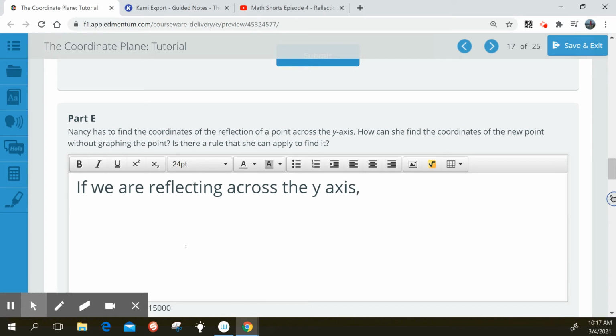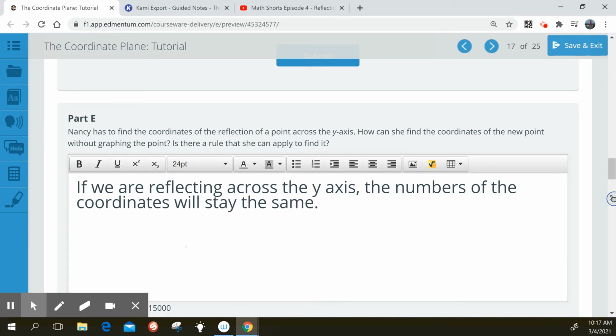Not ignoring. Jordan, do you remember it? I think they all had to be the same. So what stays the same when we're going across the y? The numbers. Oh, the numbers are going to stay the same. So we'll say that the numbers of the coordinates will stay the same. Tell me about the y's. If we're reflecting across the y, the y coordinate, will they have the same signs or different signs? Will be the same.